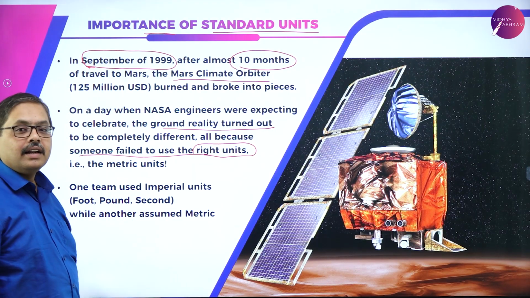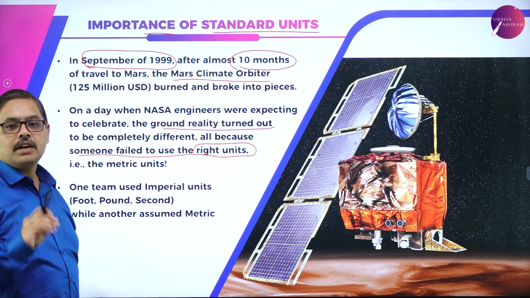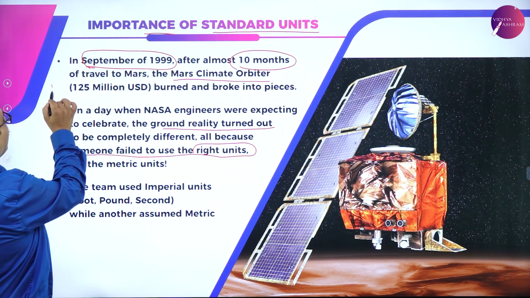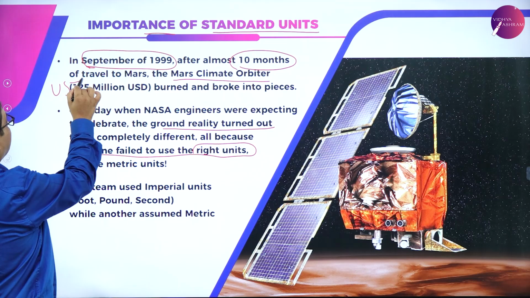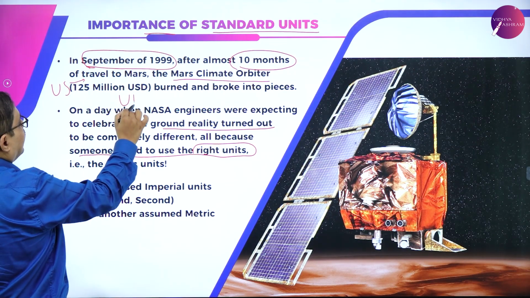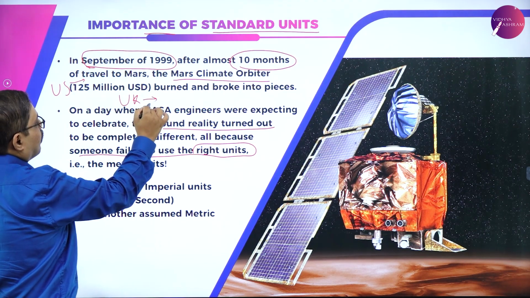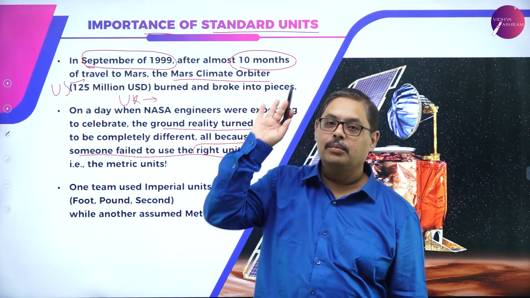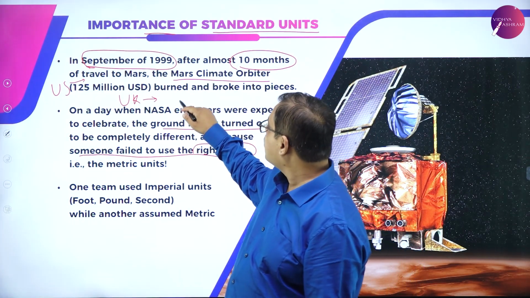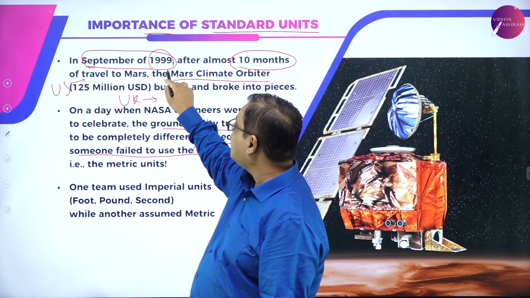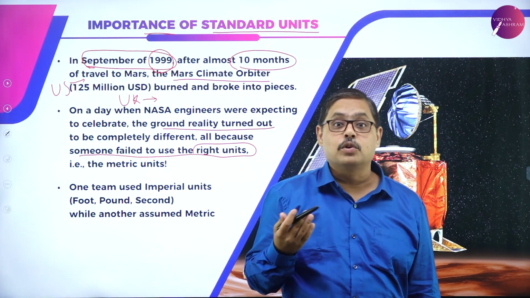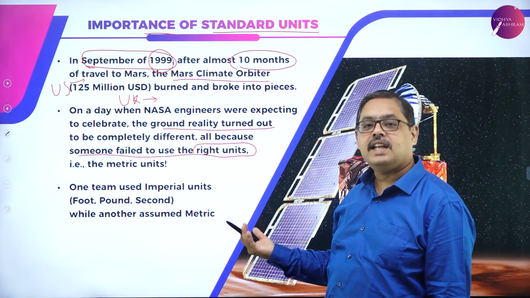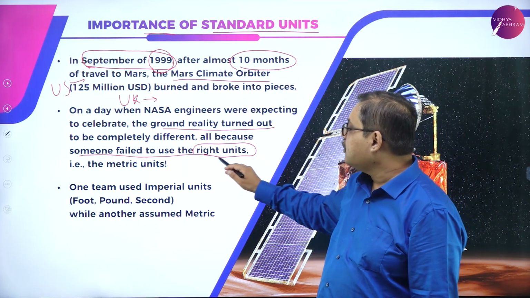What happened there? It was not some big error. It was a very, very small mistake. What was that mistake? People sitting in the United States were using a different unit. People sitting in the United Kingdom or Britain were using a different unit. What was the time? I am not talking about the pre-independence period or something like that. It was in 1999. Science had evolved so much. We had all accepted SI units to be internationally accepted, but still we failed.